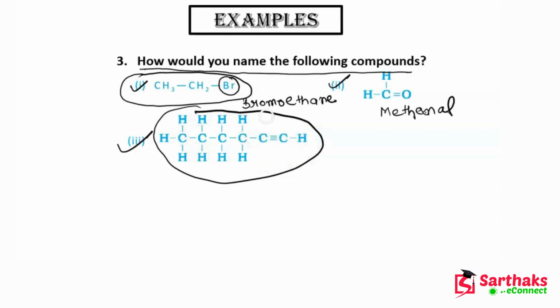Now let's talk about this last question, and that is, this structure is given to us and we have to name this compound. So first of all we will count the number of carbon: 1 2 3 4 5 6. 6 carbon is present, and for 6 carbon we use hex. And here guys, you can see a triple bond is present, and because a triple bond is present, that's why I will use yne as the suffix. So this will become hexyne.